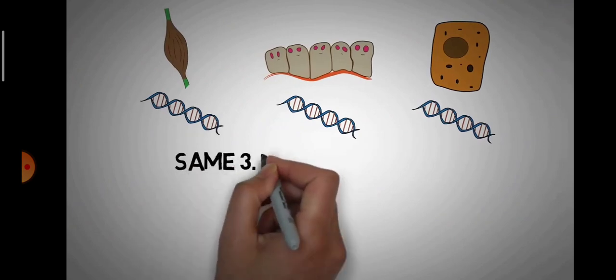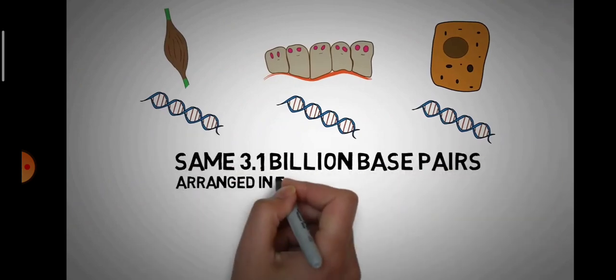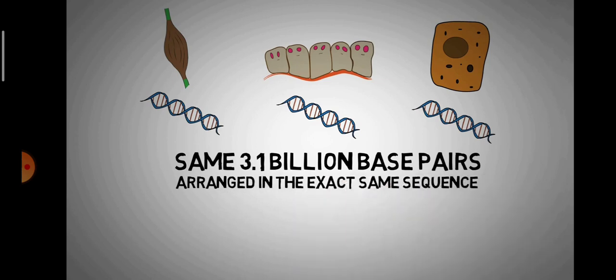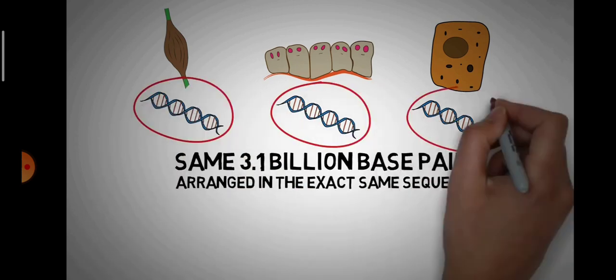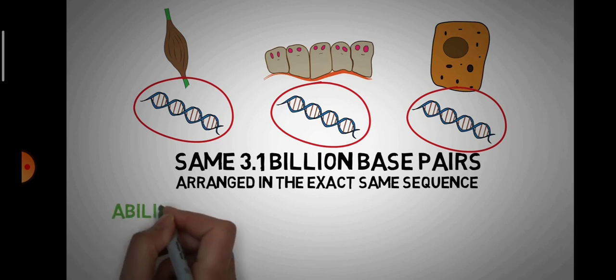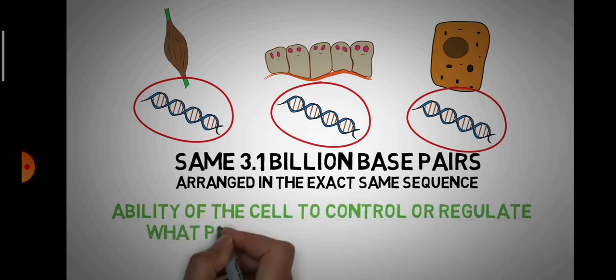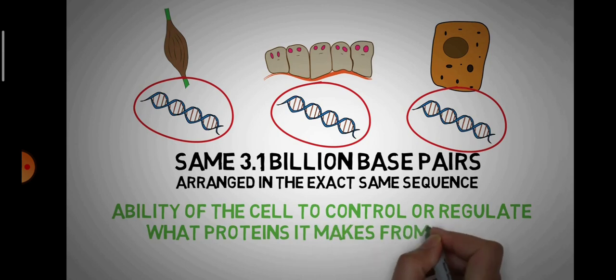Now, if you take out the DNA from the nucleus of a muscle cell, a skin cell, and a cell from the intestine, they would contain the same 3.1 billion base pairs of nucleotides arranged in the same sequence. But despite having the same DNA in them, they are completely different, and this is because of the different proteins they produce. This is all possible due to the ability of the cell to control or regulate what proteins it makes from its DNA.